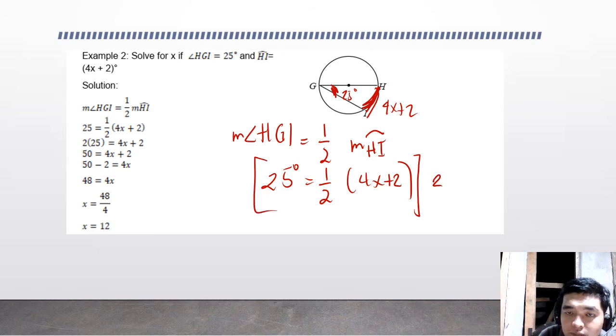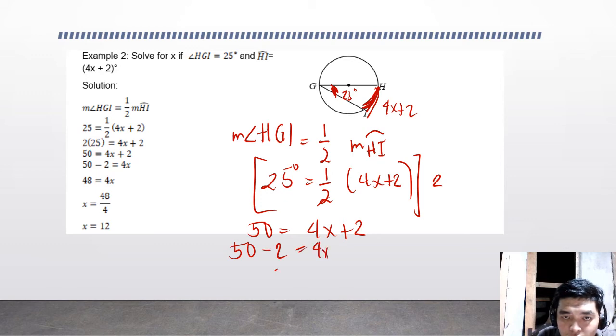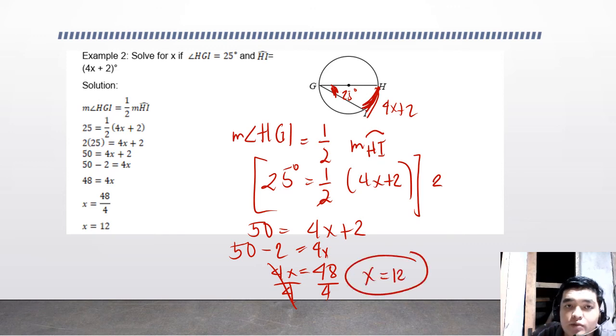So 2 times 25 is 50, and the 2s cancel out on the other side, so that is 4x plus 2. Combine like terms: we transpose 2 to the other side, so it becomes 50 minus 2 equals 4x. So 4x equals 48. Divide both sides by 4 to eliminate the 4 in 4x. So x is 12. Therefore, x is 12. We just solved for x.